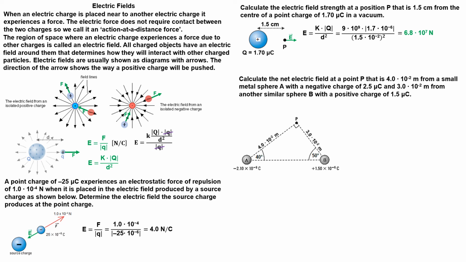Since QA is a negative charge, the electric field created by QA at point P is directed toward QA from point P. Since QB is a positive charge, the electric field created by QB at point P is directed away from QB toward point P. We now calculate the electric field strength at P due to the charges QA and QB.